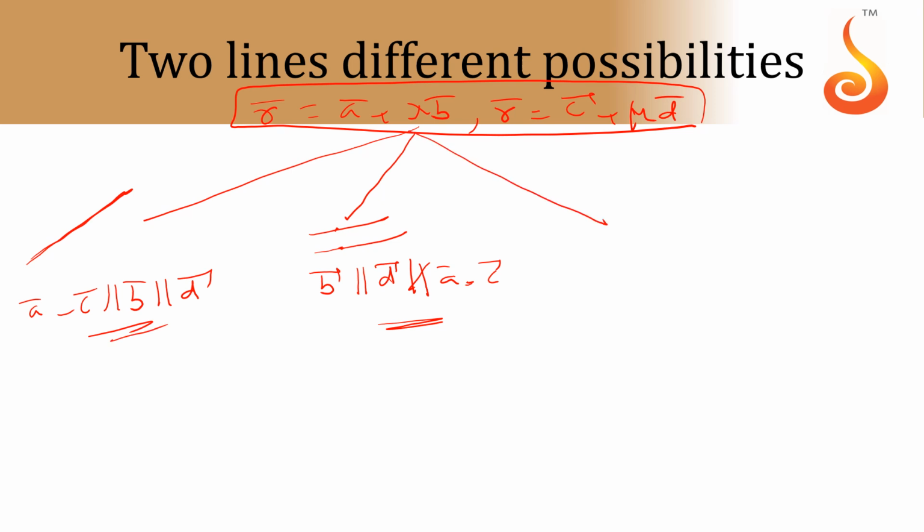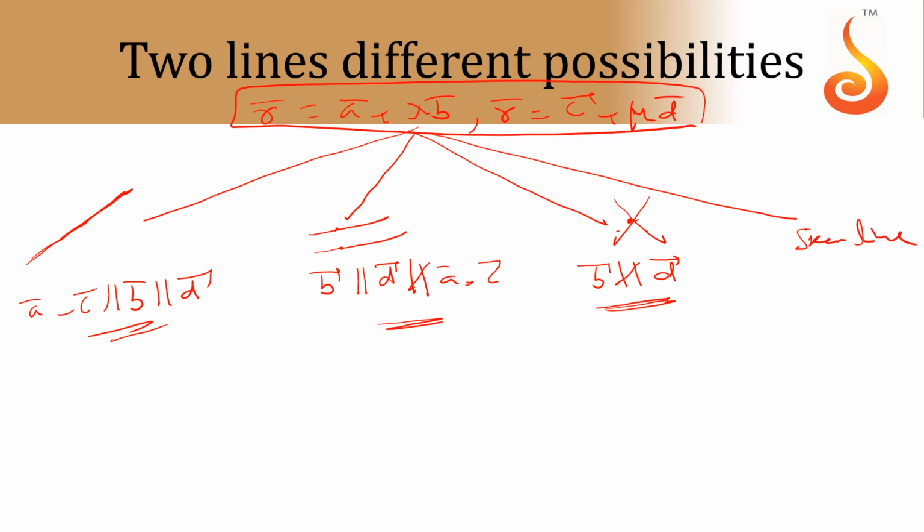Now if they are intersecting, what will happen? B bar is not parallel to D bar. What about A bar minus C bar? I don't know. See, A bar here, C bar here, they may not be parallel. If the point of intersection is at A bar and C bar, means A bar and C bar are equal, then it will become a null vector. So the only thing I will tell is B bar is not parallel to D bar. Then skew lines. So skew lines.